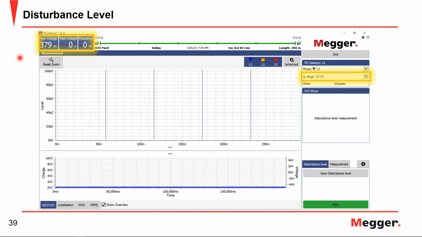And on the opposite end, I changed it to 10 nanocoulombs here, and you can see our background noise increased to 379 picocoulombs at this point. And keep that in mind, because whenever we actually find our defect, we'll notice that that defect is going to be flagged at being lower than that 379 picocoulomb, which means that we would have had to go higher in voltage, and it would have skewed our partial discharge inception and extinction voltages. So again, we want to be sure that we have the correct Q range whenever we're setting our disturbance level in accordance to the range that we calibrated in.